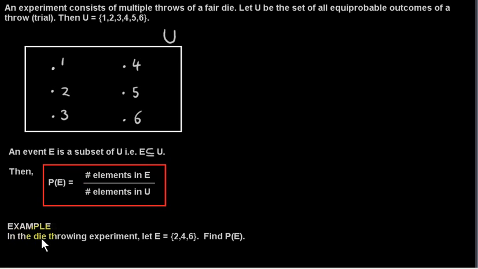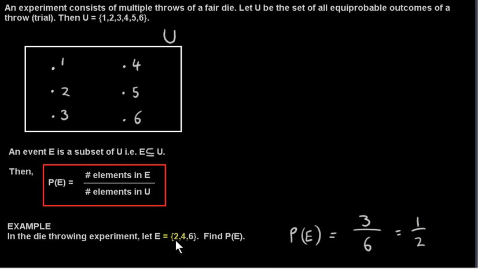Let's look at an example. Here is an example that we did in the previous video. So, in the same die throwing experiment, we're letting E equal the set consisting of the elements 2, 4, and 6. We can see that E is obviously a subset of U. To find the probability of E, we take the number of elements in E, which is 3, 1, 2, 3 elements in E, and divide it by the number of elements in U. Well, the number of elements in U is 6, so we get a half.